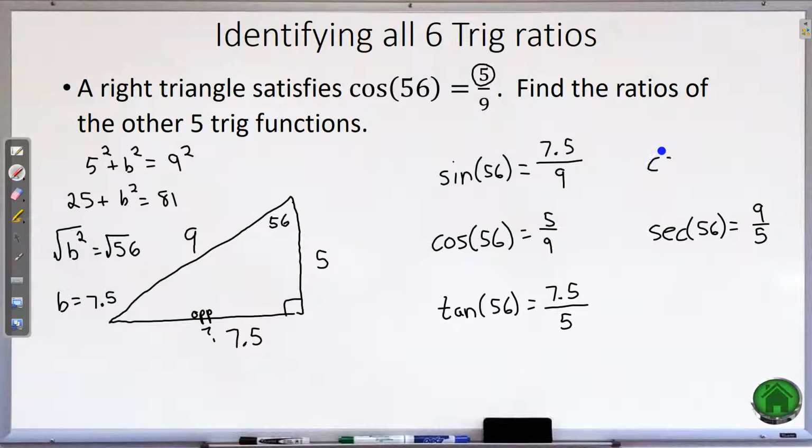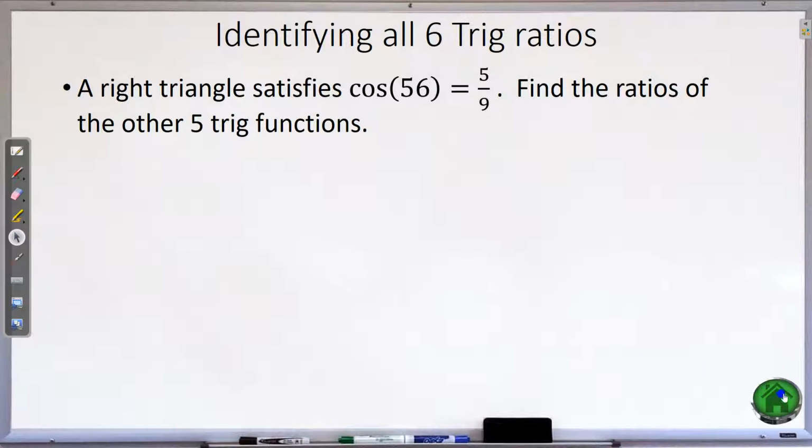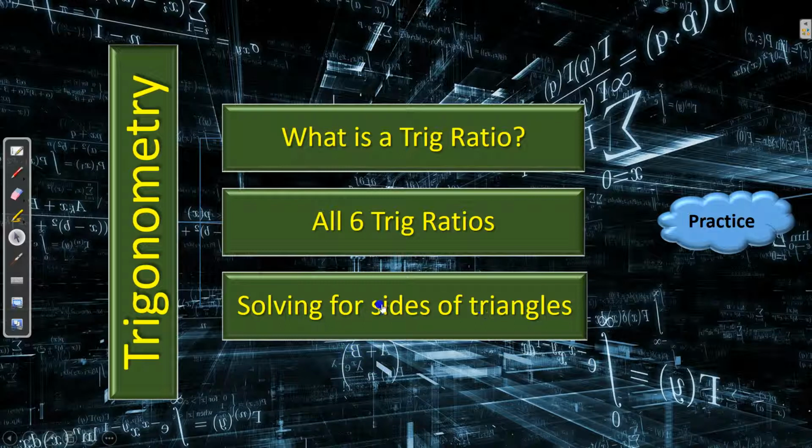And then our reciprocals, cosecant will just be the reciprocal of this, and cotangent will be the reciprocal of this. So we identified all 6 trig ratios just by knowing one of them. That's pretty powerful. All right, so a little practice there for all 6 trig functions. Now we're going to use these trig functions to solve for the sides of a triangle.